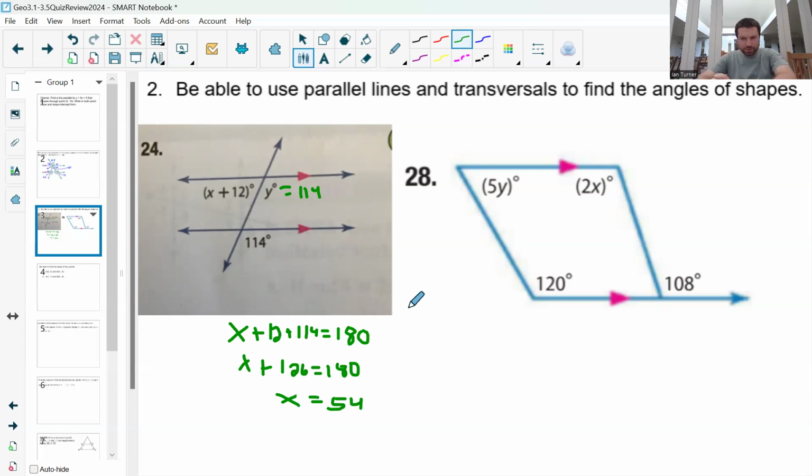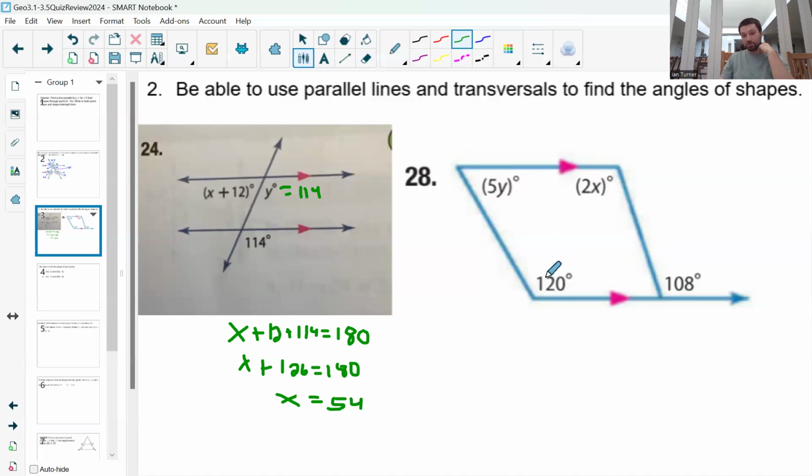Next one, a little bit trickier, maybe. Again, you've got to be careful here. The parallel lines are this pair. These are not parallel, so you can see right here that 120 and 108 are not corresponding angles. They're in the same place, but they're not equal because these lines aren't parallel. So we can't say 5y is equal to 2x. It doesn't work that way.